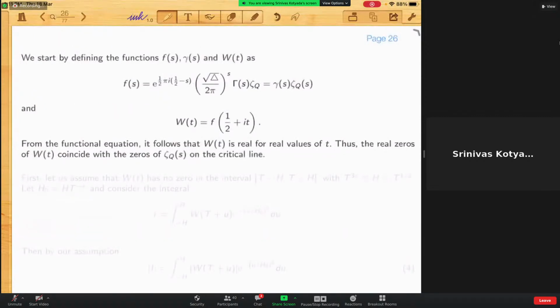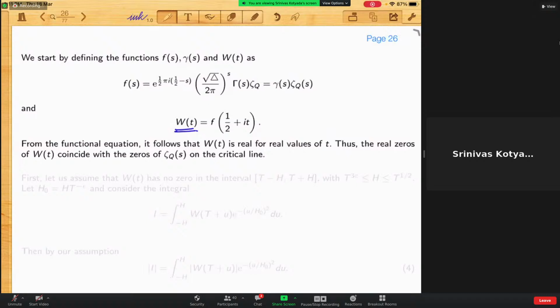All right. So what is the starting point of Hardy and Littlewood? The starting point is to look at the functional equation and catch hold of Hardy's function, W(t). By the functional equation, zeta of 1/2 plus it is the same as zeta of 1/2 minus it. Therefore, W(t) is real for real values of t.